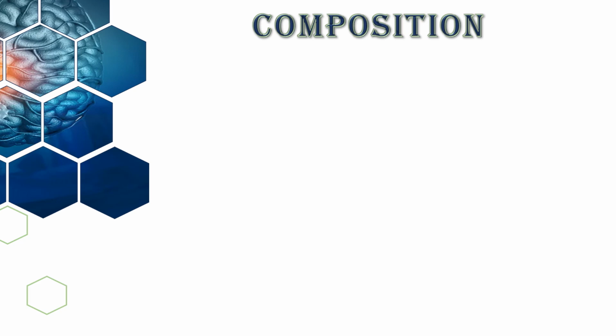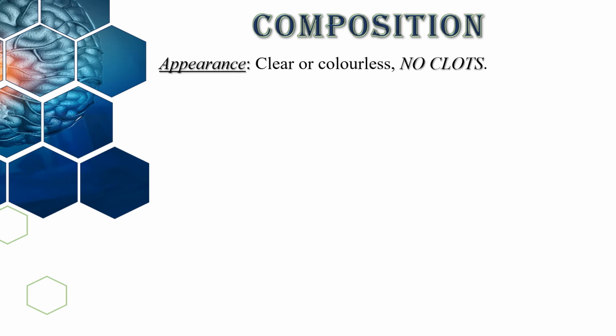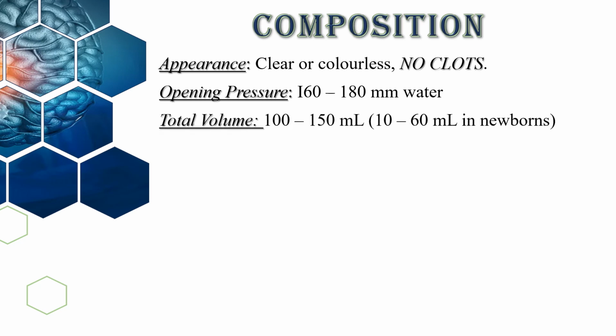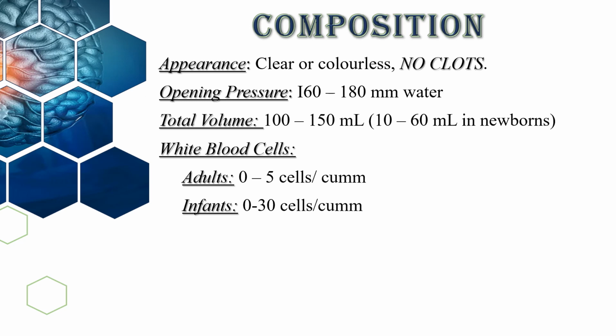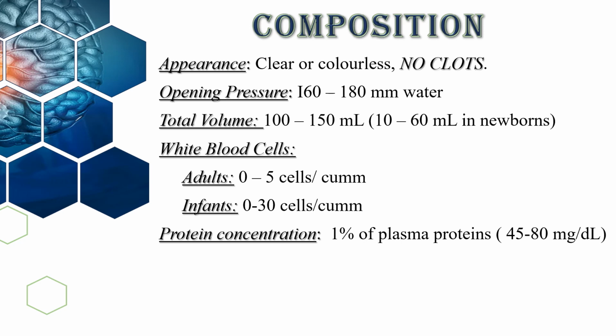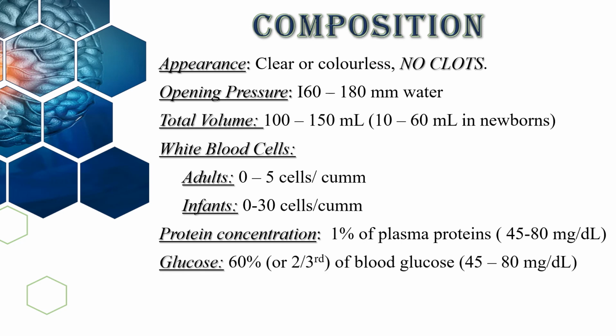So, what is the composition of normal CSF? As we read earlier, normal CSF is a clear or colorless fluid which should contain no clots. The opening pressure can vary between 160 to 180 mm of water. The total volume is 100 to 150 ml and it can vary between 10 to 60 ml in newborns. A normal CSF should not contain more than 5 WBCs in an adult and more than 30 WBCs in infants. The protein concentration of normal CSF is 1% of plasma proteins, whereas glucose concentration is 60% or two-thirds of the blood glucose levels. There should be no RBCs or blood in normal CSF.